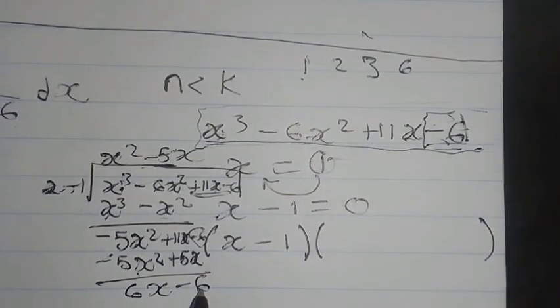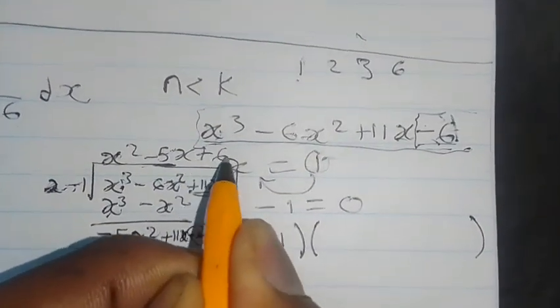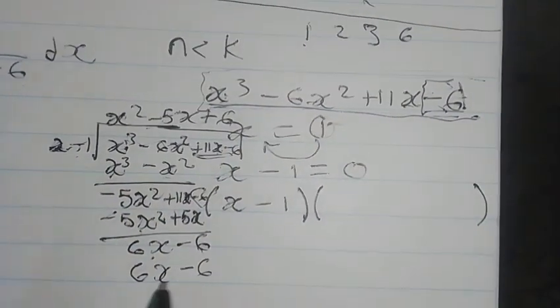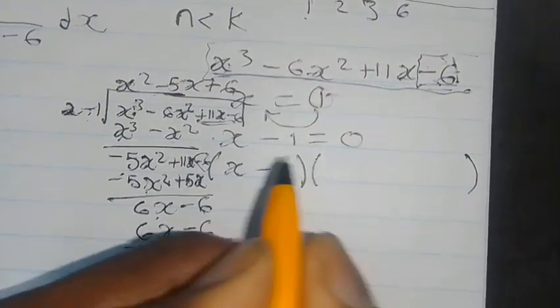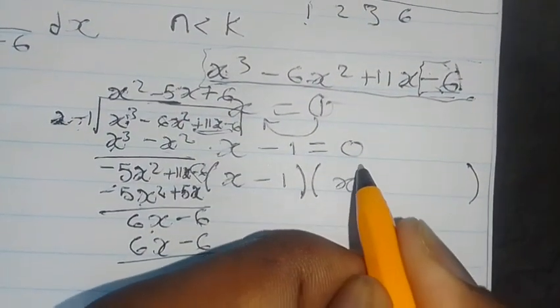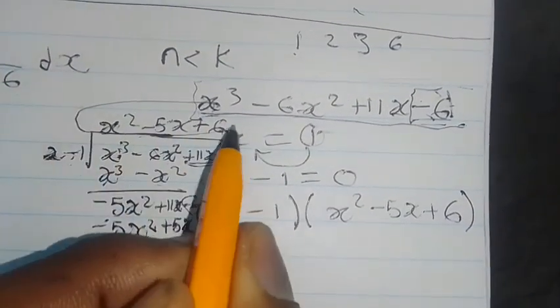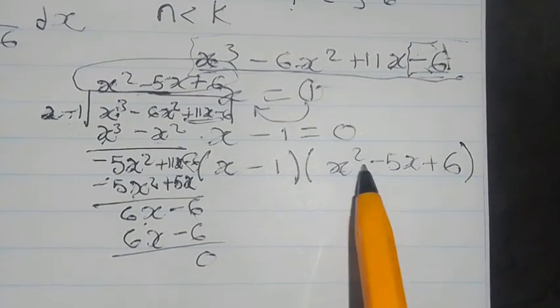Because of the minus 6, I just take it below. Then 6x divided by x is 6. And then 6 times x is 6x, and 6 times minus 1 is minus 6. So that ensures that x minus 1 is a factor of that. And then you remain with x squared minus 5x plus 6 in the other bracket. Can we further factorize this one?